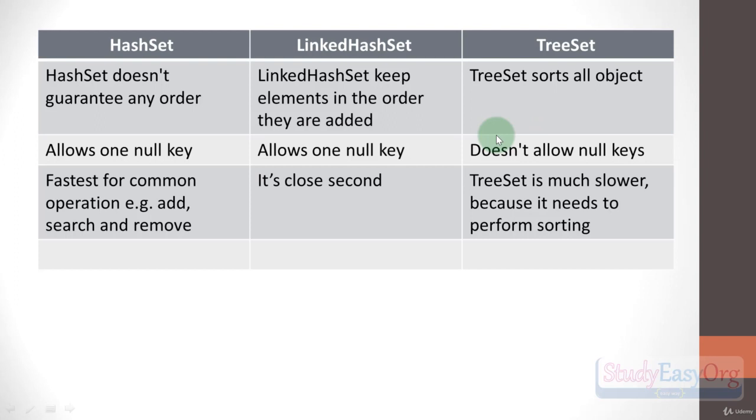The second difference is that HashSet and LinkedHashSet allow only one null element, but in case of TreeSet it doesn't allow any null. And the last difference is HashSet is the fastest one, whereas LinkedHashSet is a close second, whereas TreeSet is much slower because it needs to perform the sorting algorithm and then sort the element and then store the element in the TreeSet. So these are the major differences.